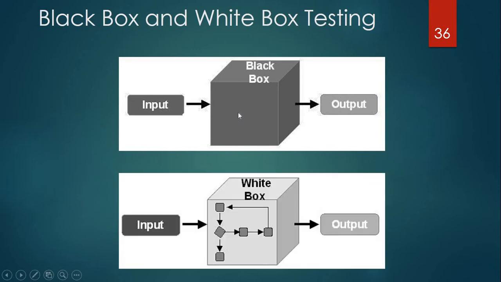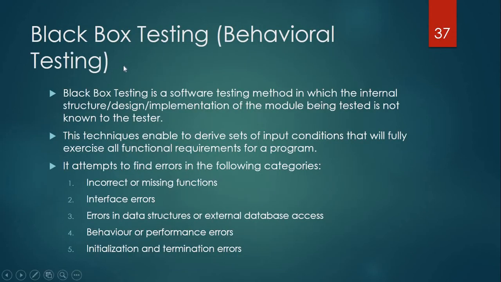On the other hand, we have white box testing. In white box testing, input will be there. On that input, the system will proceed with something. That procedure will be checked in white box testing, and the output will also be checked. So this is the concept of black box and white box. Let's understand this concept in depth.